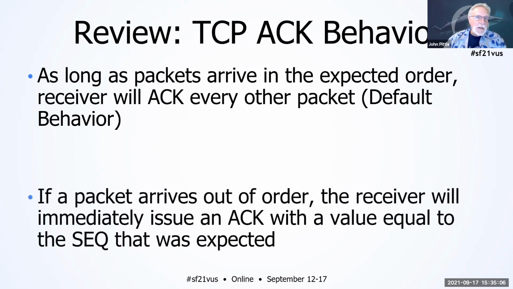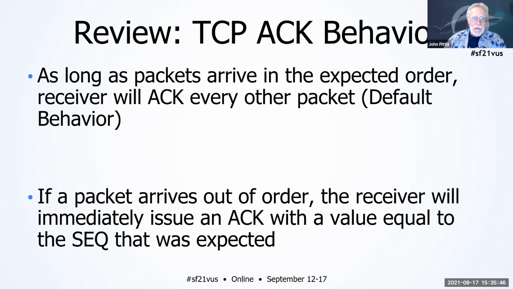If a packet, or a segment in a packet, arrives out of order, the receiver will immediately issue an ACK with a value equal to the sequence number that was expected. So let's say I'm expecting sequence number 10 in the stream, and I get sequence number 20. As the receiver, I will immediately ACK the packet that I received, and I'll say, hey, I just received something, but I was wanting sequence number 10 in the stream.